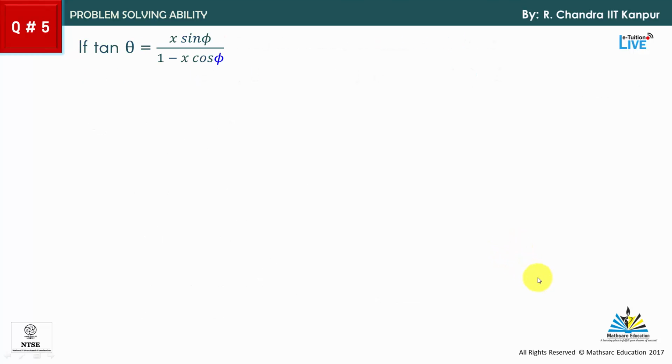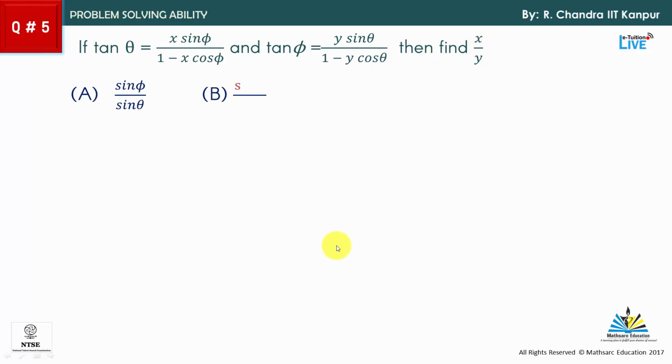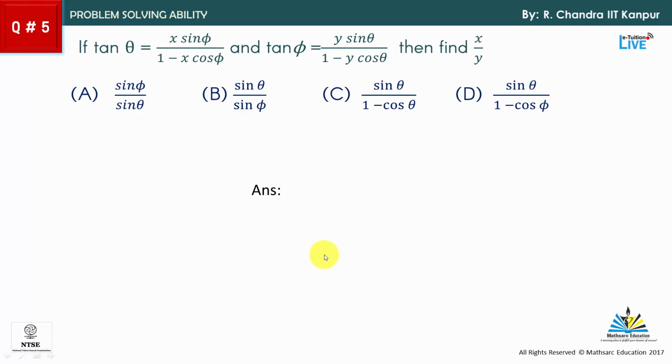Let's have another problem. If tan theta equals x sin phi upon 1 minus x cos phi and tan phi is equal to y sin theta upon 1 minus y cos theta, then find x upon y. So there are 4 options, A, B, C, D. The answer to the question is B. Let's have the solution for the question.